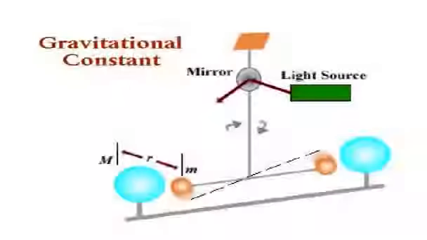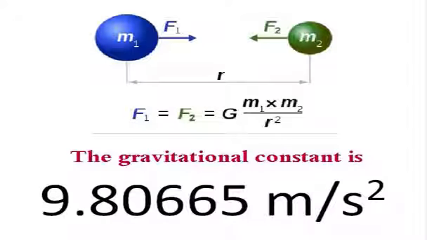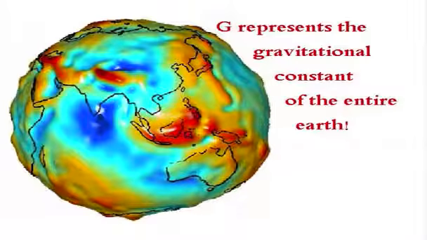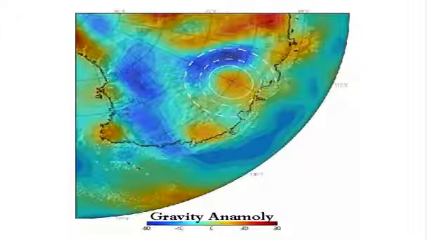The standard acceleration gravity constant, g, was first developed by Isaac Newton in the 17th century. Today, scientists have precisely calculated g to equal 9.80665 meters per second squared. G represents the gravitational constant of the entire Earth. However, small deviations from this number can be measured at the surface of the planet using a gravity meter. It indicates small variations in the rock density below.